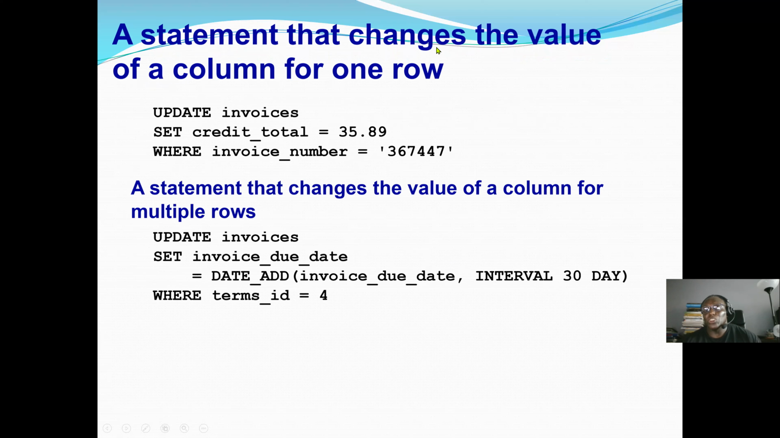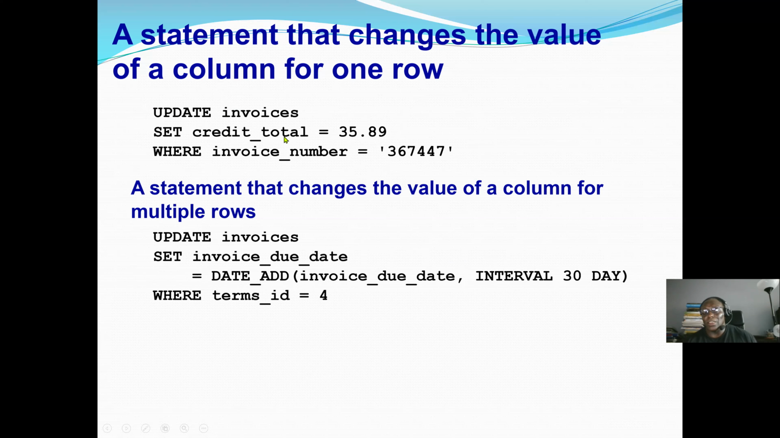Now here we have a statement that will change the value of a column for one row. So we use the command update to change. And when we say alter, we are changing, for example, the column name, the field. But update means we are changing the record. So here, update invoices, we set the credit total into 35.89. Now, when I'm using alter, either I'm going to add more column names or I'm going to remove a column name, add or drop. But if I want to update a specific value, a record in the table, we use the update command. So you can see we say update.